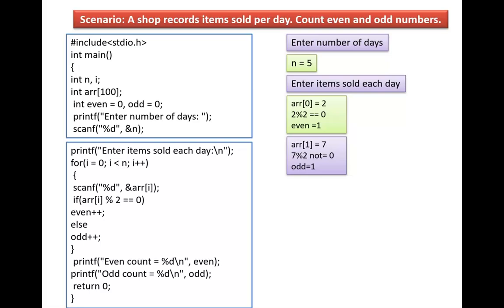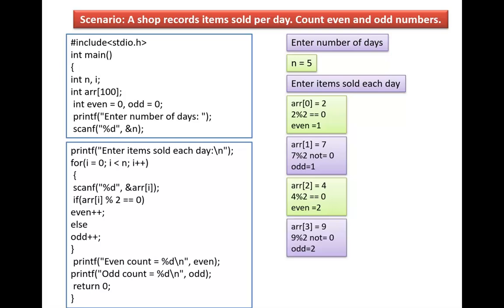Next, ARR of 1 gets input. Say for example, the user enters 7. 7 mod 2 is not equal to 0, so odd gets incremented by 1. Odd becomes 1. ARR of 2: 4 is being input by the user. 4 mod 2 is 0. Even gets incremented by 1 and even becomes 2.